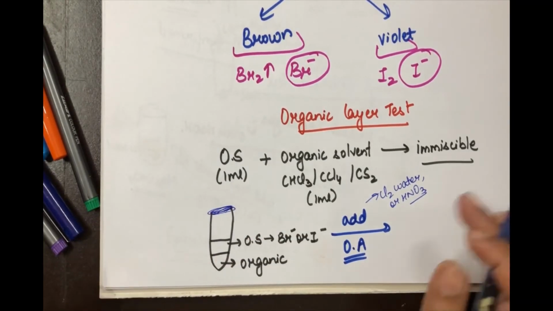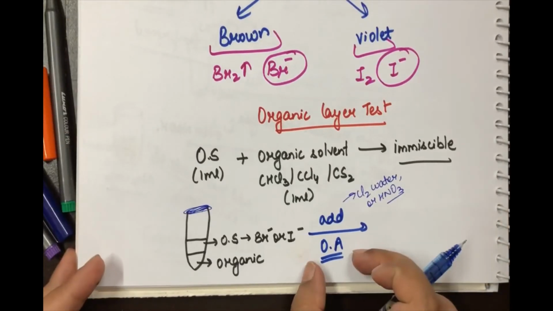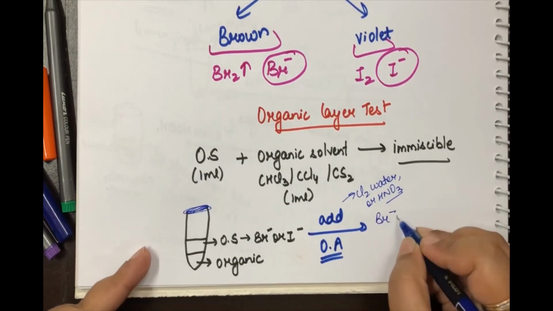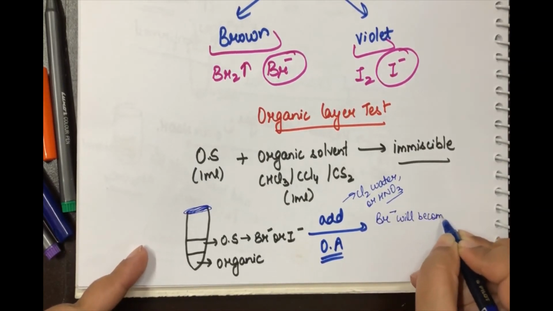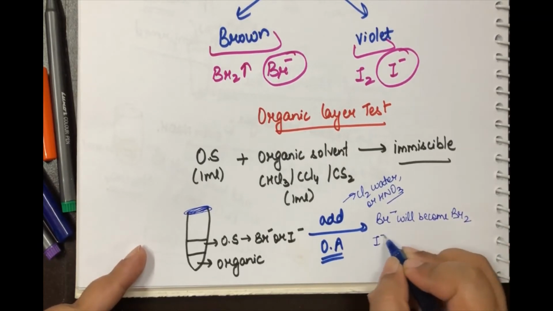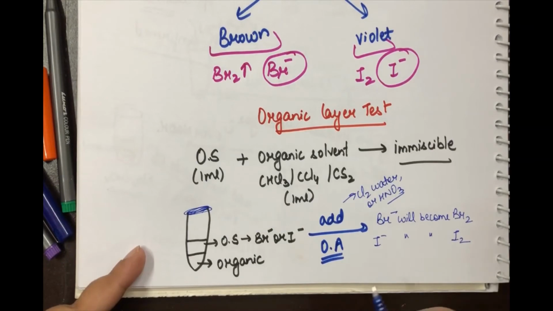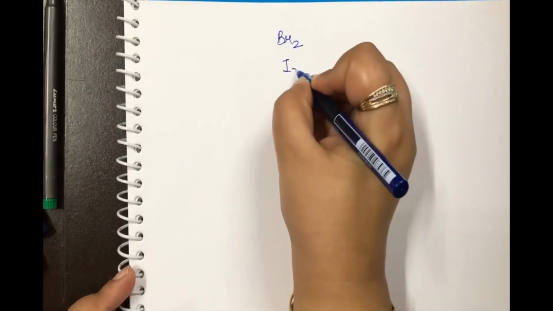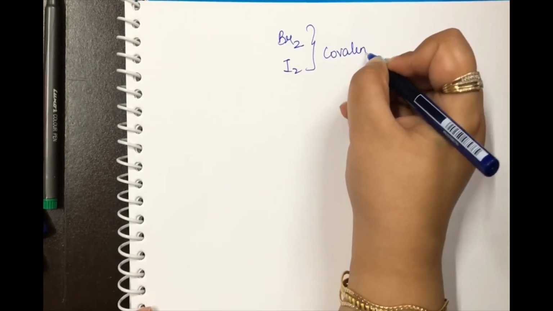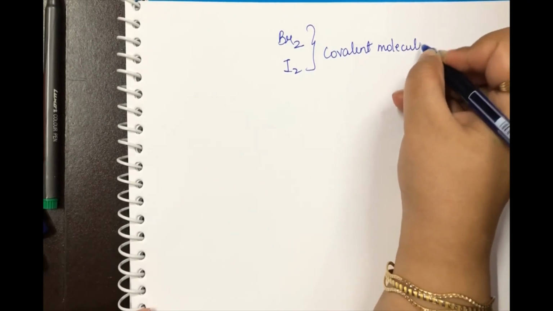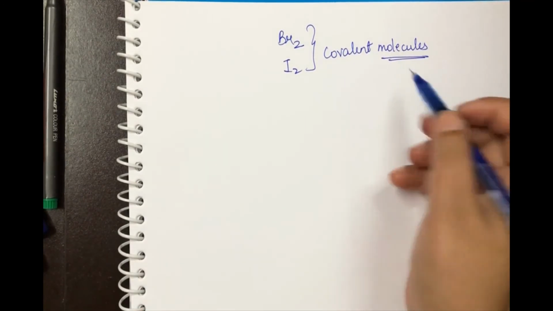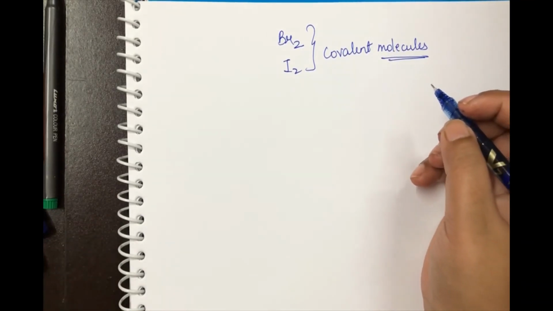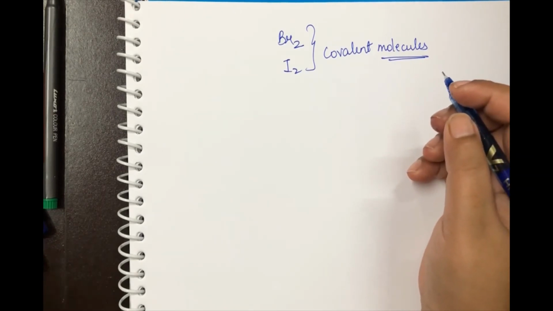Okay, so what will happen after you shake it, because you had also provided an oxidizing agent and you are shaking it vigorously, your bromide ion will become bromine gas, your iodide ion will become iodine gas. And we know that both bromine and iodine are covalent molecules. And when you shake it so vigorously, since they are covalent molecules, they will go and dissolve in the organic layer, right? Because of the extra motion that you had provided by shaking it.